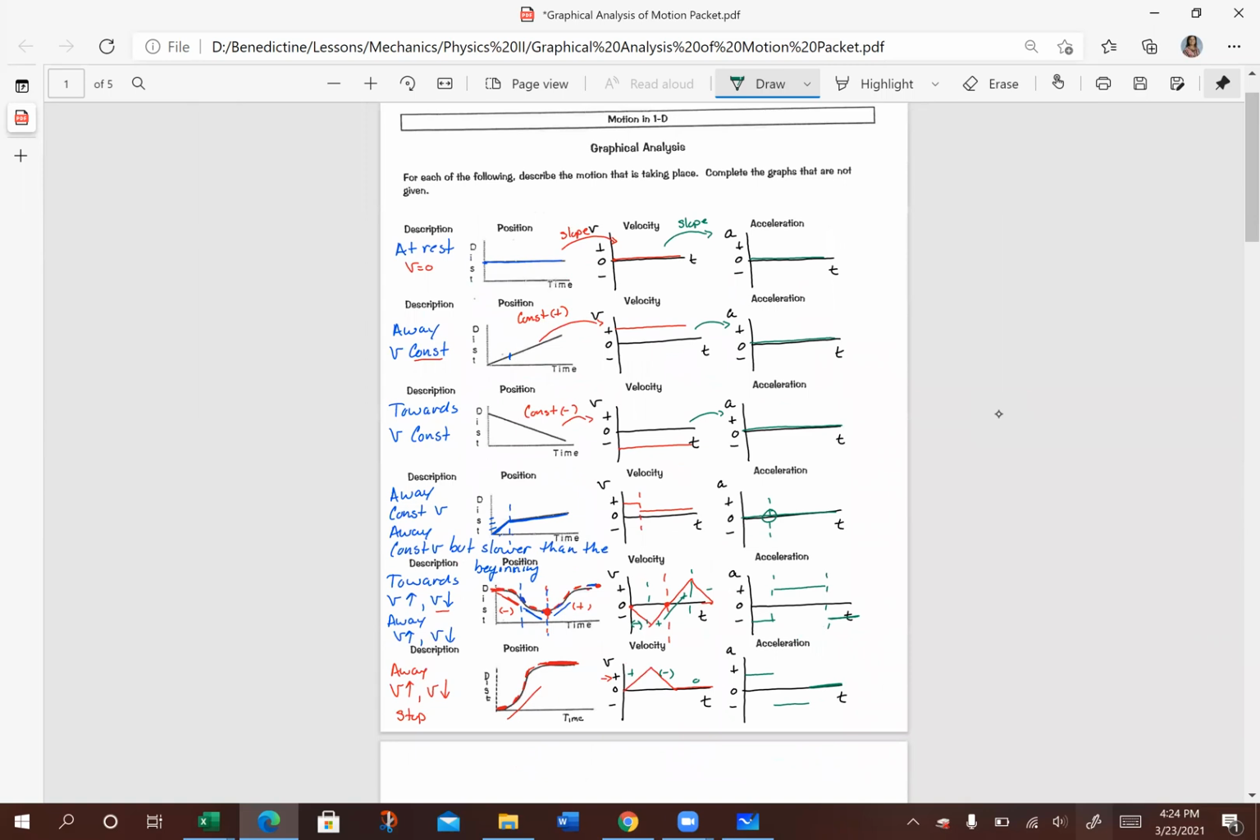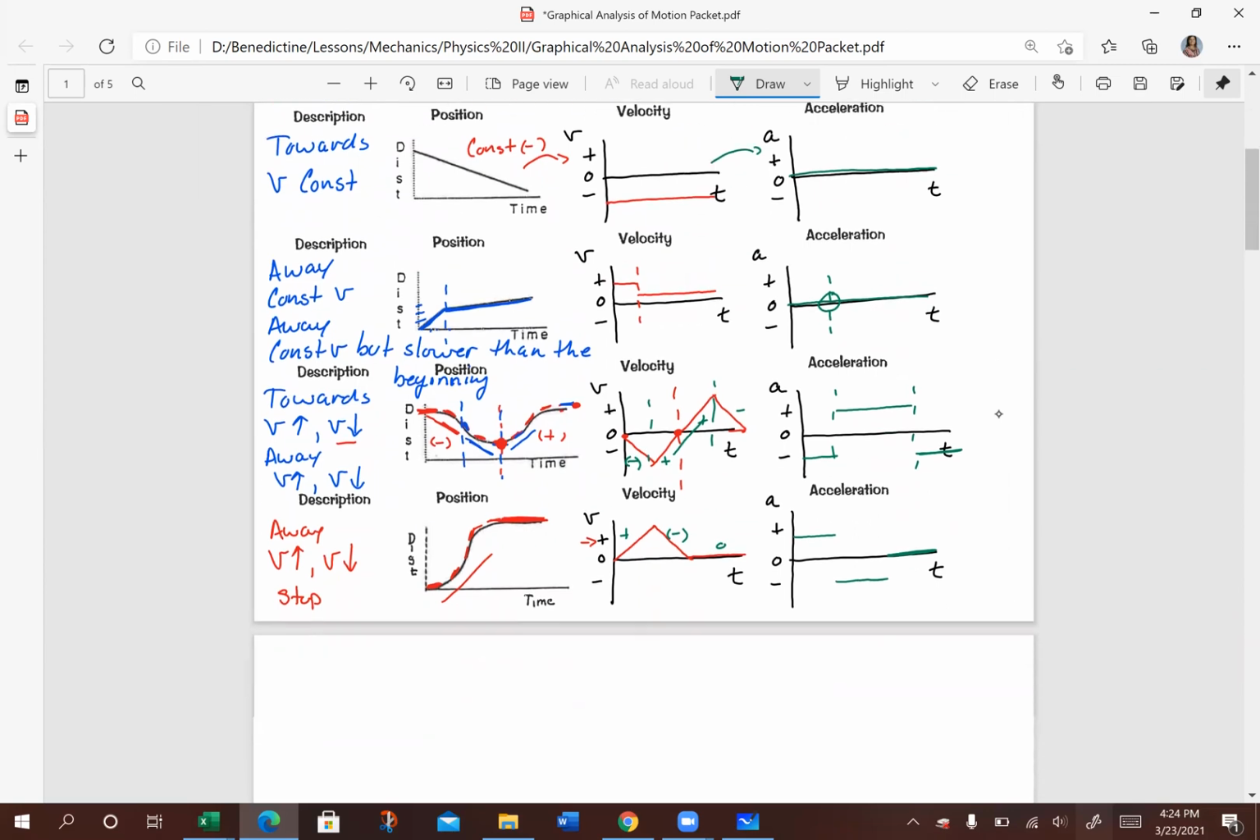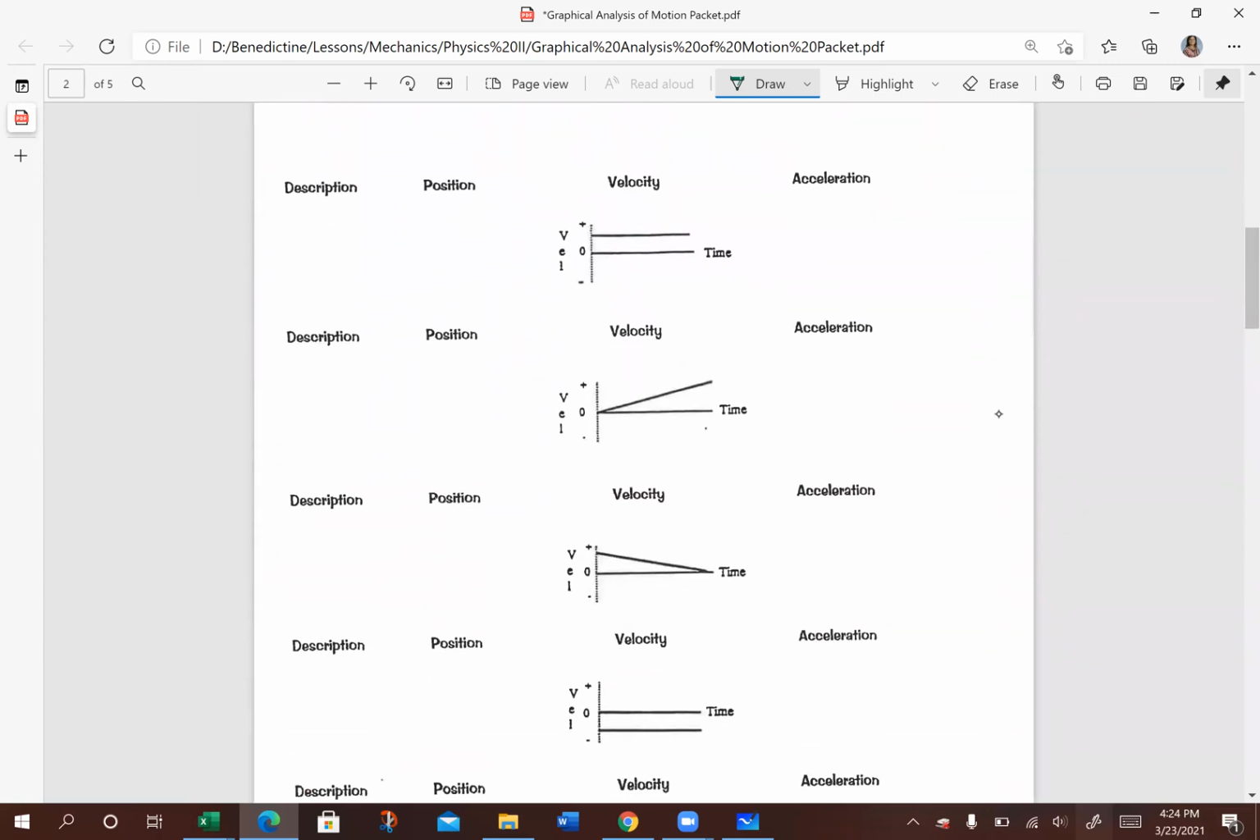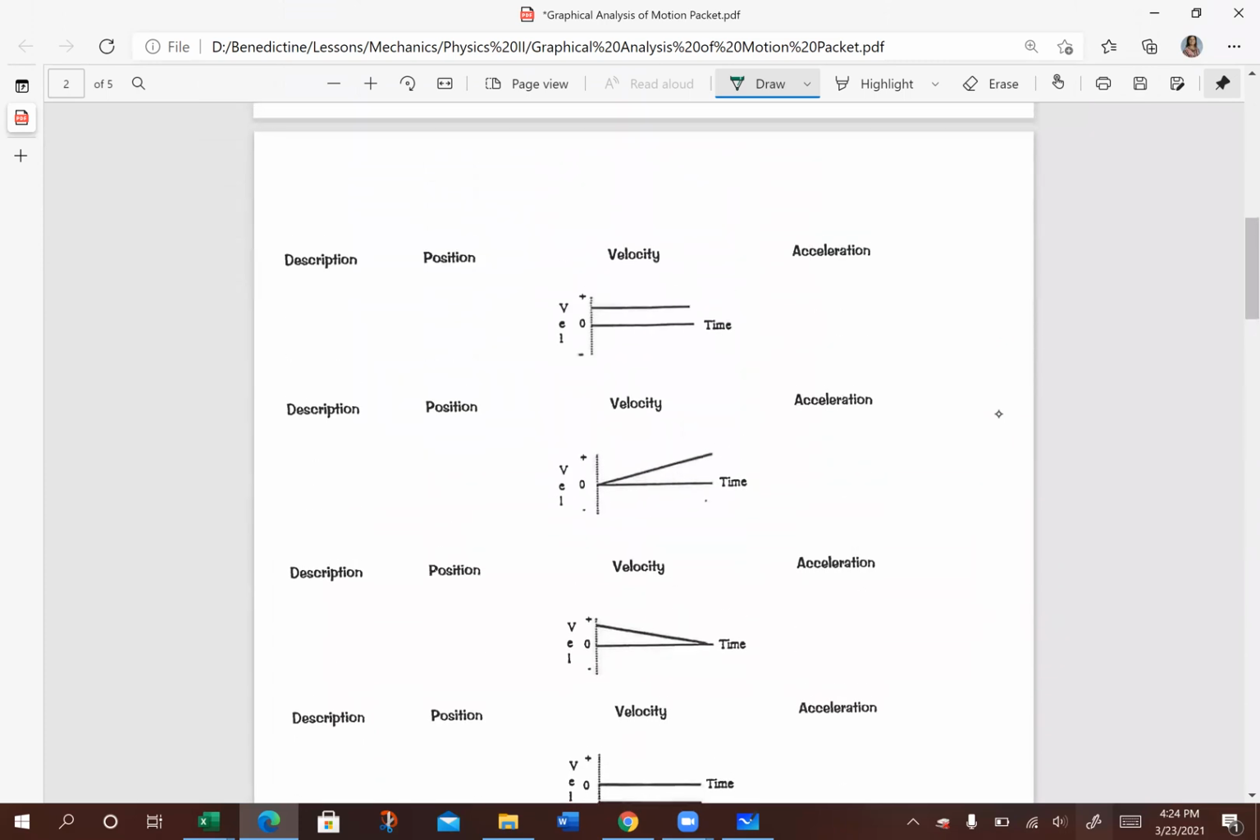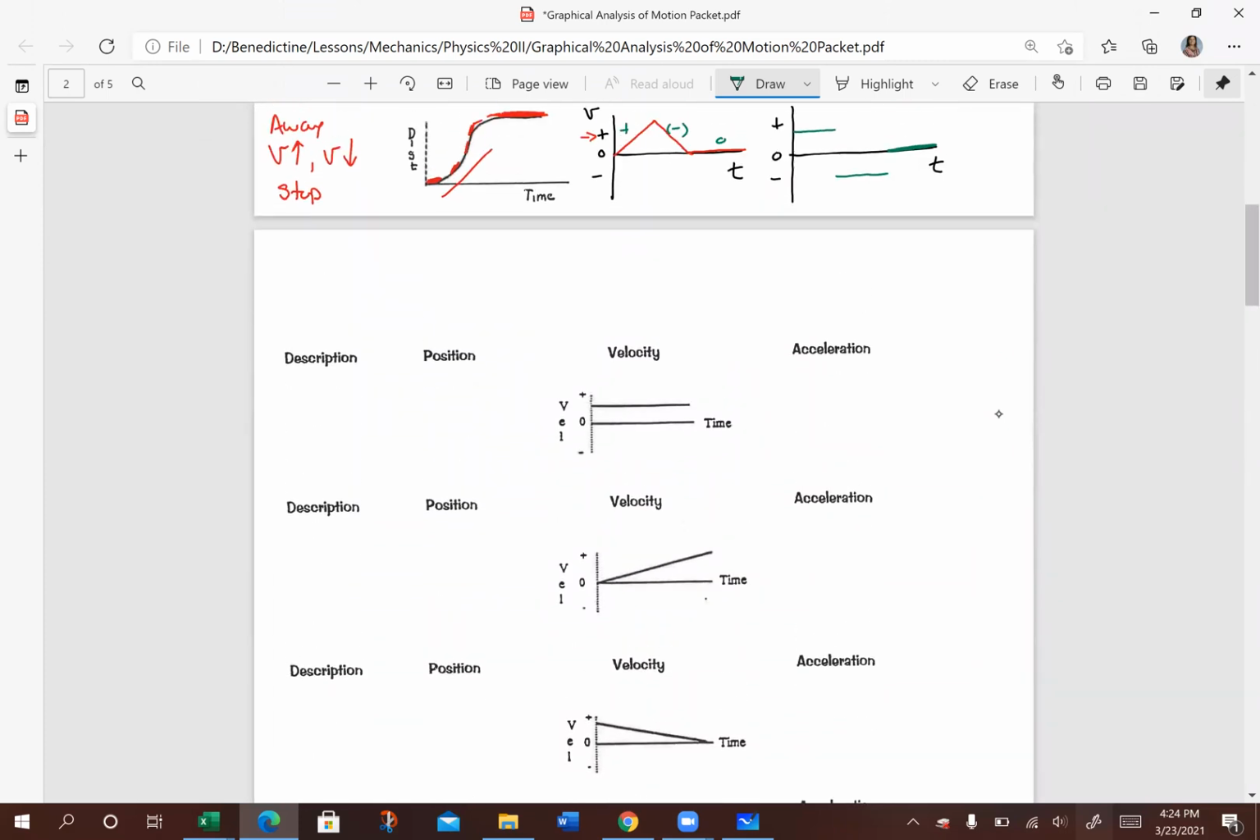All right, well, that completes the first page. Now, for your own practice, try each of these pages right here and see if you can look at these and work backwards. So the hint on these is, remember, a positive velocity, if it's positive, that means I'm moving away. If it's negative, then I'm moving towards. If it has a 0 value, I am at rest. So the easiest thing to do is think of the description first and then do the position graph.